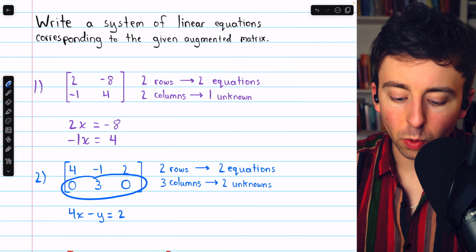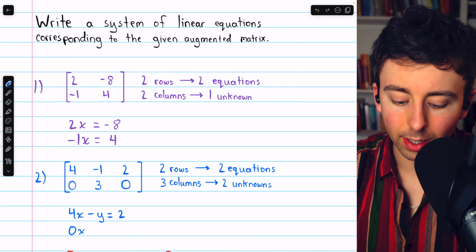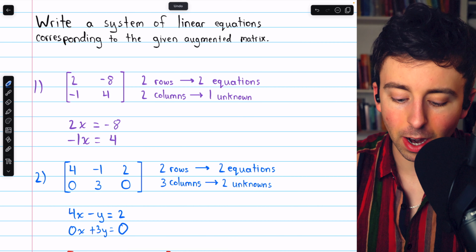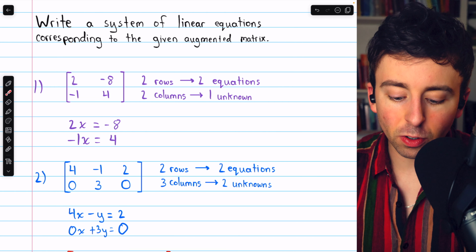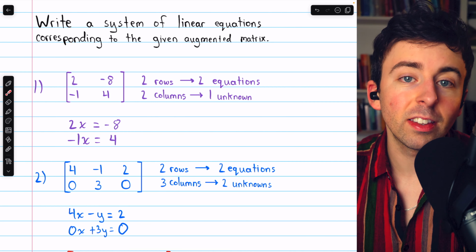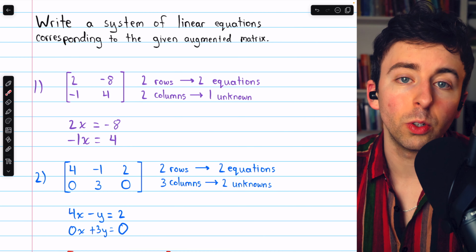From the second row, we have that 0 times x plus 3 times y is equal to this constant of 0. Again, note how each row corresponds to an equation, and each column corresponds to the coefficients of a single variable, or in the case of the last column, corresponds to constants.